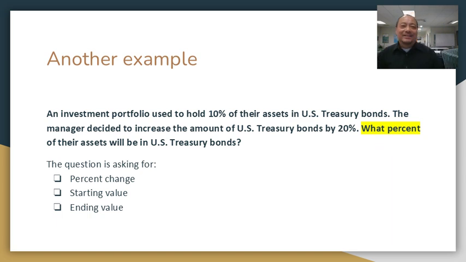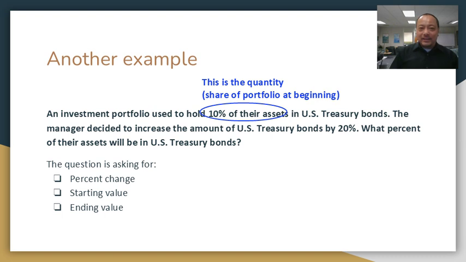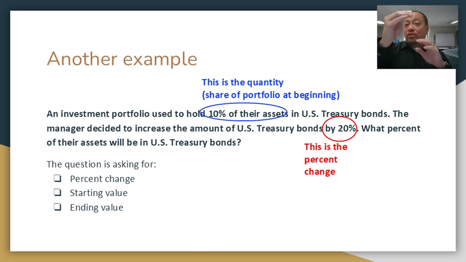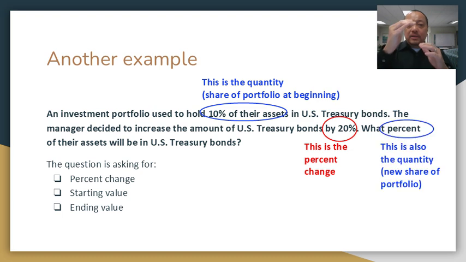Welcome back. The 10% is the quantity, the share of US Treasury bonds in the portfolio at the beginning. The 20% is the change, the percent change. We're increasing something by 20%. And what the question is asking for is the final quantity, the final share of US Treasury bonds in the portfolio after the increase. The question is asking for the ending value.